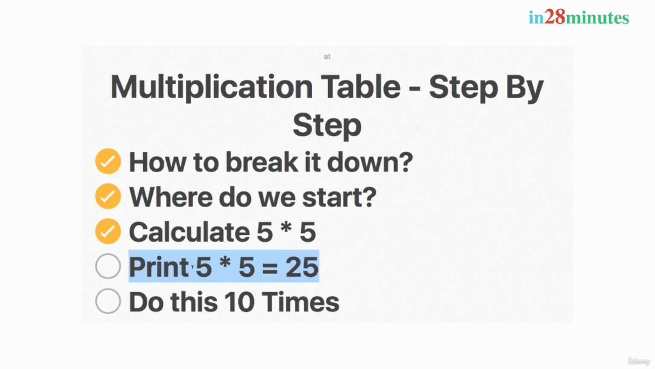We want to be able to print 5 into 5 is equal to 25, and this 25 is not really directly 25, but we want to actually calculate the value of 5 into 5 and put it in here. So we want to print this to the console, on the Jshell console. How do we do that? That's basically the focus of this video.